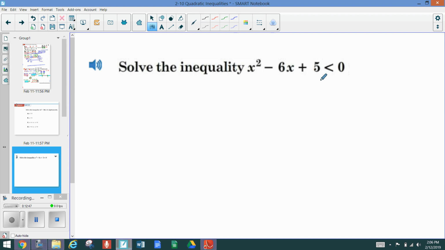Factors of 5. It says 5 and 1. 5 times 1 is equal to 5. So 5 plus 1 is equal to negative 6. Thank you, thank you. And then let's write those factors.